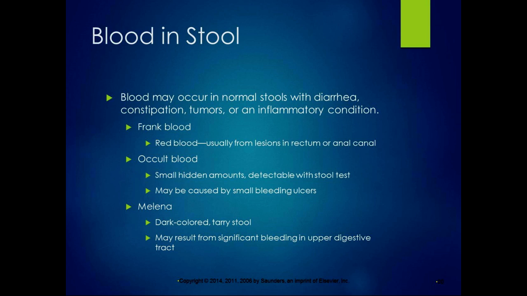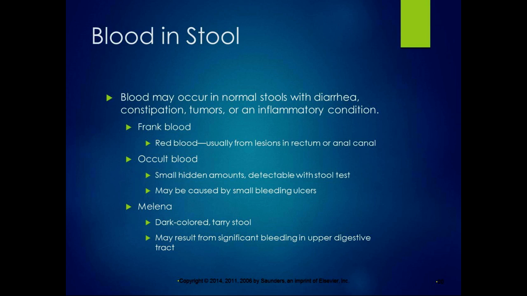Blood can occur in normal stools with diarrhea, with constipation, tumors, or an inflammatory condition. So they'll describe the different blood that you might see in stool. Frank blood is where you have actual red blood that shows up in stools, and it's usually from lesions in the rectum or anal canal. So it didn't have time to get partially digested.